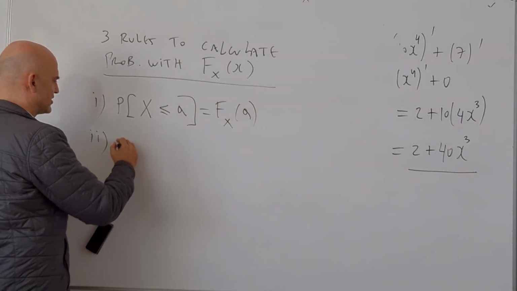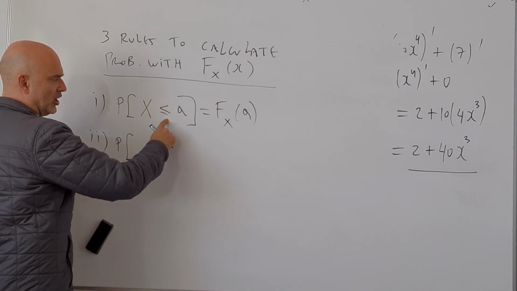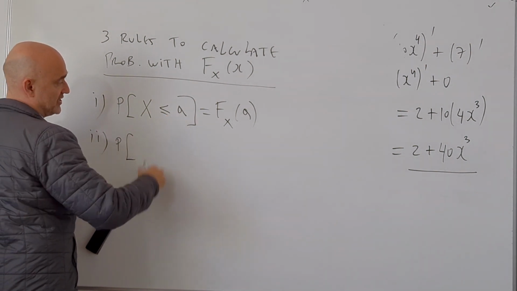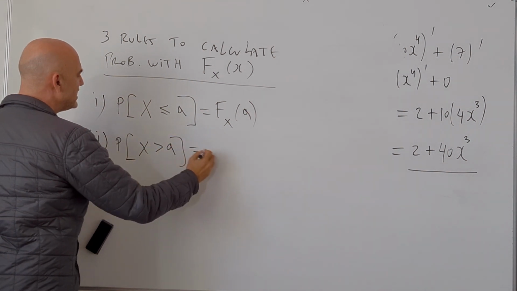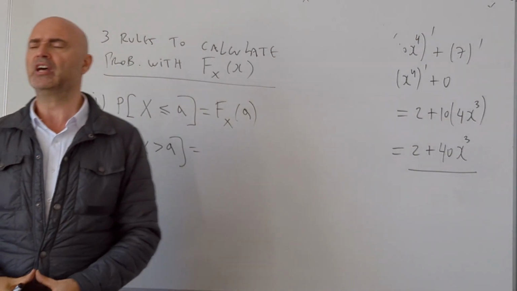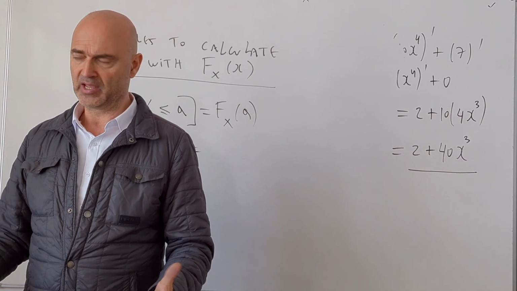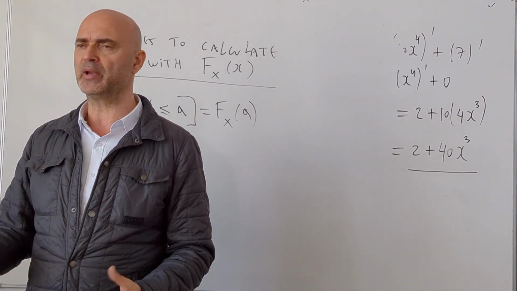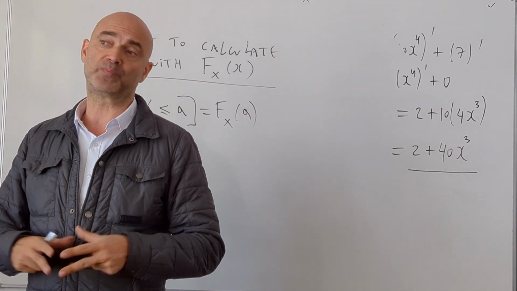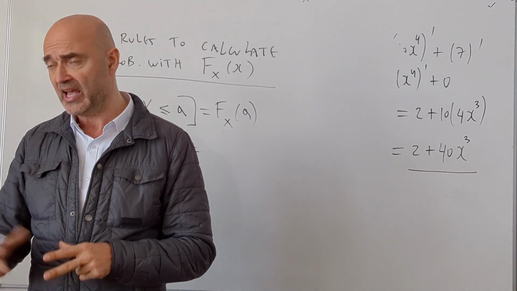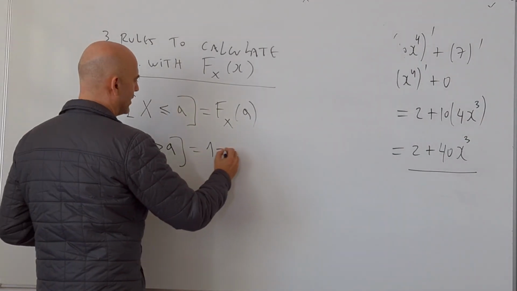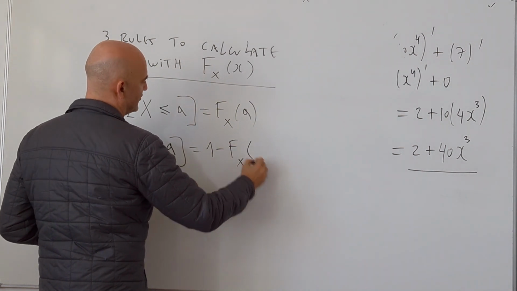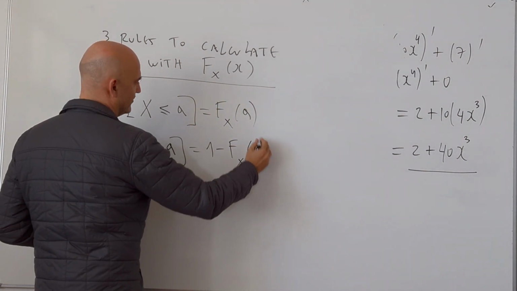Now the second rule is for the complement. What is the complement of x lower or equal to a? It is x higher than a. And here we use the complement theorem. The probability of the complement is 1 minus the probability of the event, and we can do the same with random variables. So we write 1 minus big F evaluated at a.